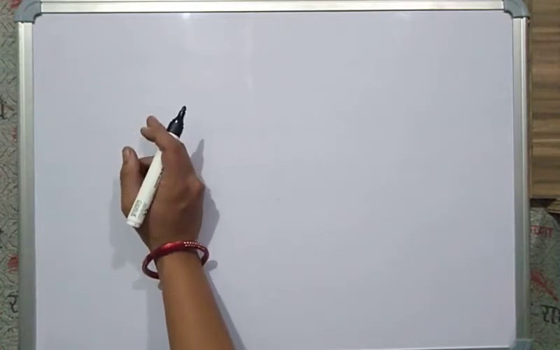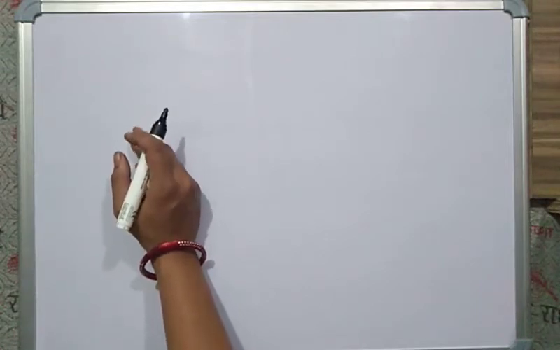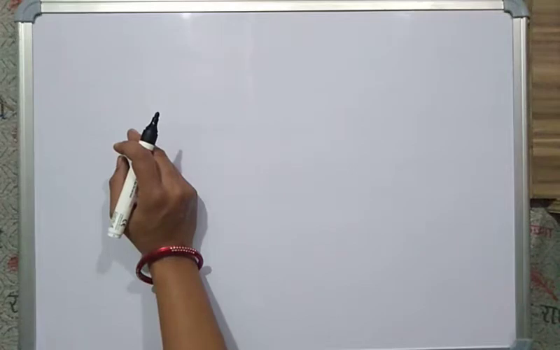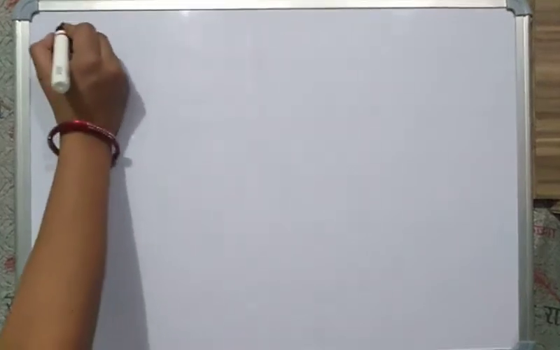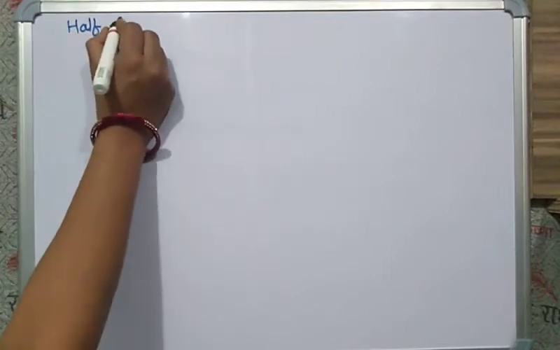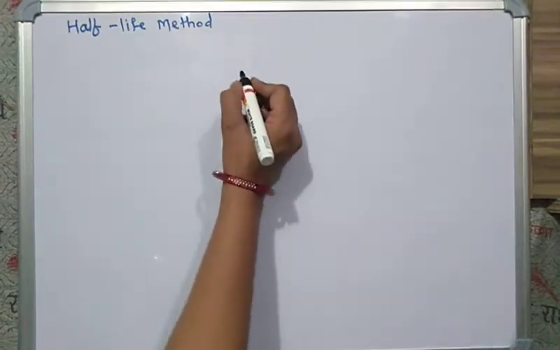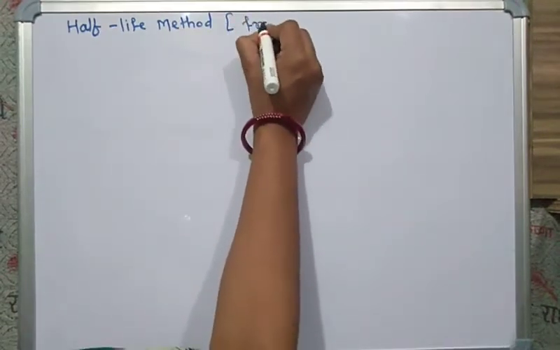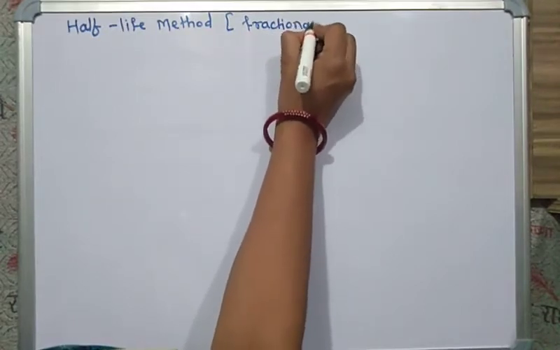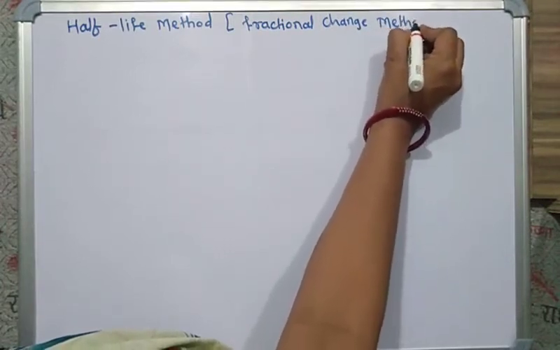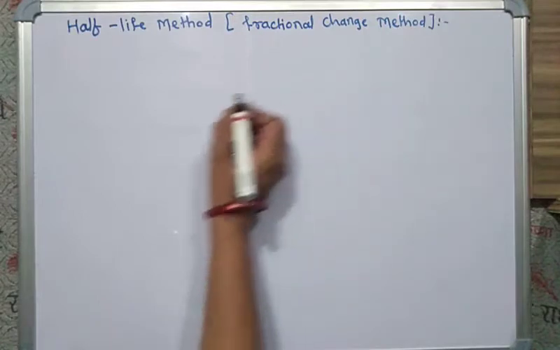In the last video, we have seen the methods to determine the order of chemical reaction. In that, we already saw two methods, that is the integrated rate law method and the graphical method. So, in this video, we are going to see the third method, that is the half-life method. This method is also called the fractional change method. Let me see this method.